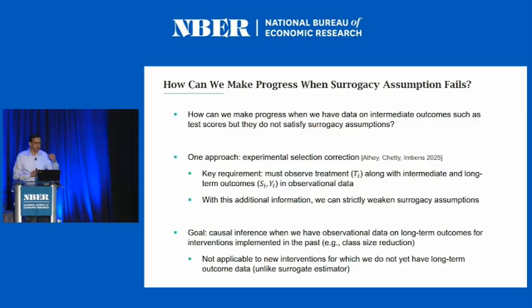So I'm thinking about cases where we have data on intermediate outcomes, so we have data on things along the causal chain, but they don't fully block the causal pathways to the long-term outcome. So this is a relatively nascent area of research. I'm going to talk about one technique that we've developed recently in work, again, with Susan Athey and Guido Imbens, that we call experimental selection correction.